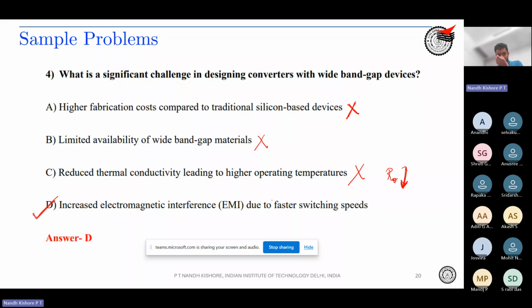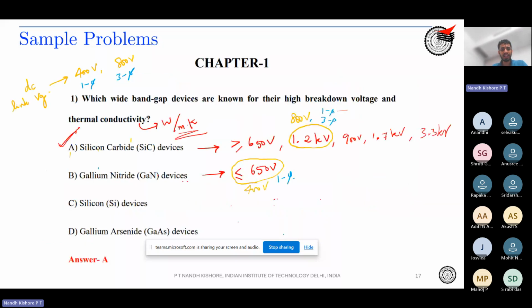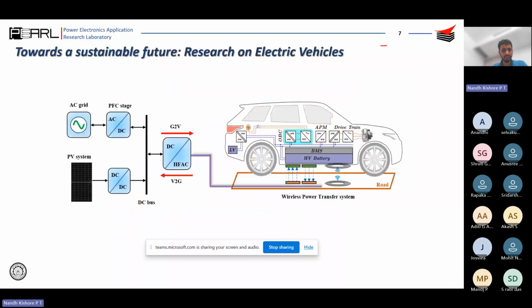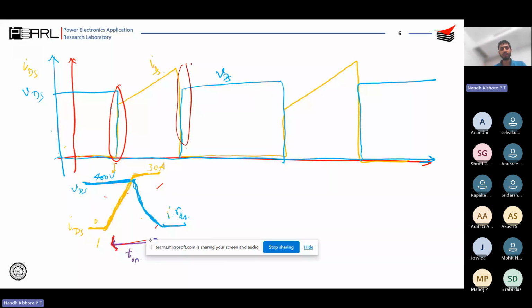So why does it cause EMI issues? You will study more about it as you progress, probably in week 6 or week 7, if I remember correctly. But I will go back to this diagram over here. In a very small interval, there is a rapid current rise, that is, in a very small time there is going to be a current rise. This is di by dt, and the di by dt will be very high. So what can happen is there can be some parasitic inductance L.